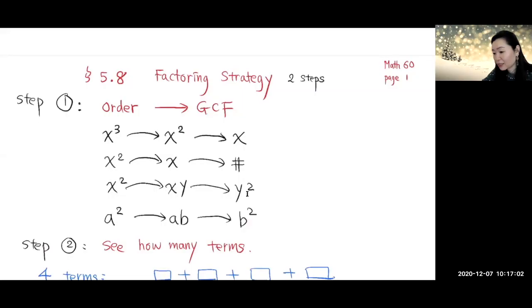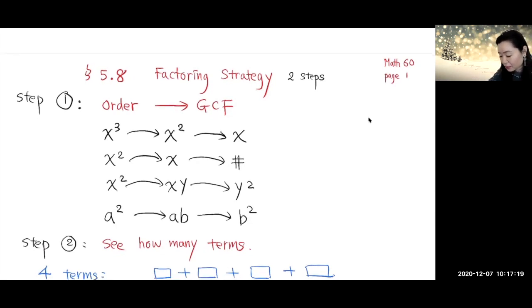Okay, all right. Okay, let's do it together, okay? Do you guys have the notes for 5.8? Okay, you got it, good.